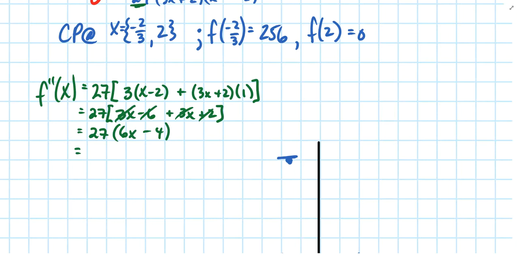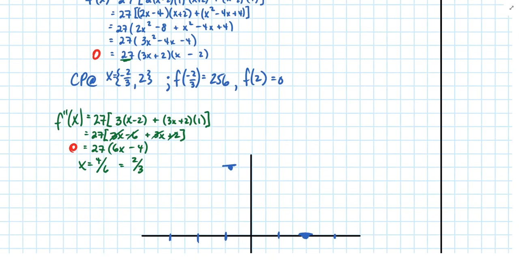I don't need to distribute in because what I would like to know is when the second derivative is equal to 0. That'll help me identify a potential inflection point. Well, that occurs when x is equal to negative 4 over 6 or negative 2/3. Sorry, not negative 4 over 6, but positive 4 over 6. If I set this factor equal to 0, I get 4 over 6 or 2/3.